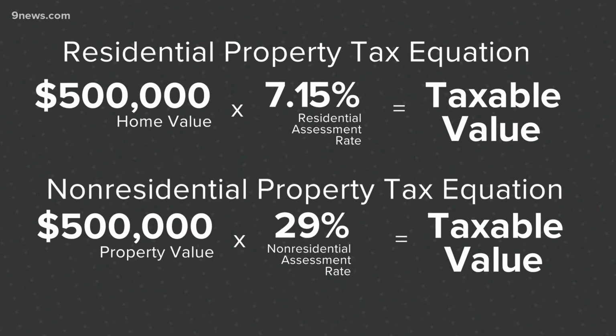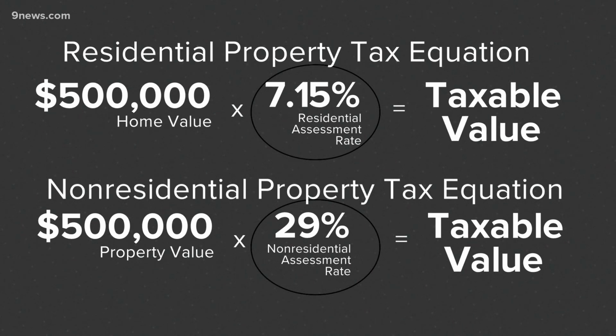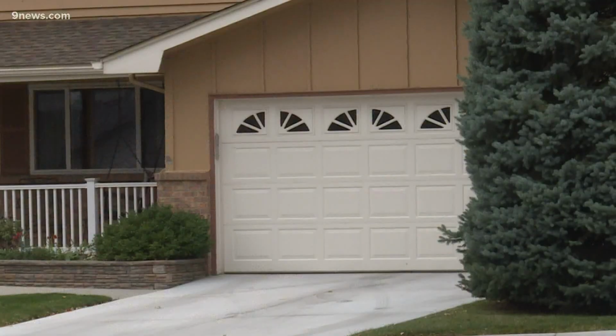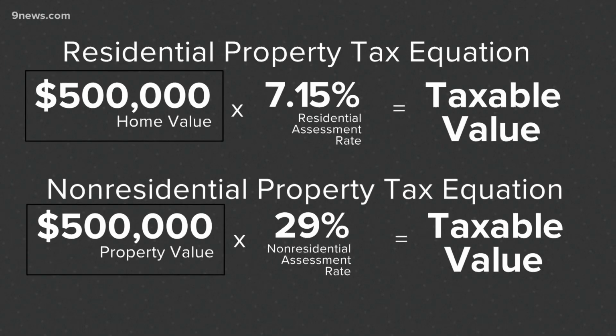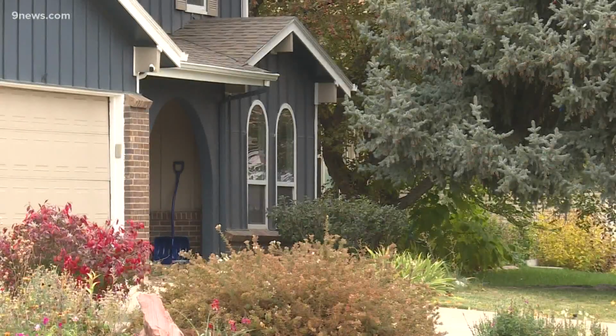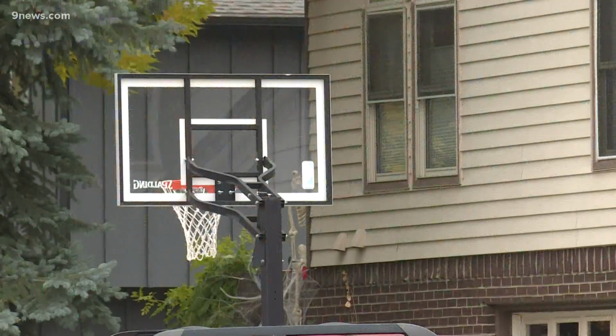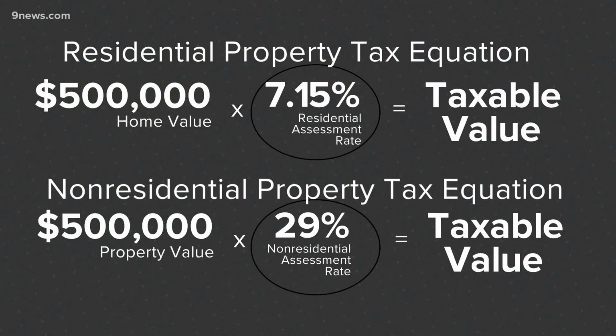Let's go back. Last year, voters passed an amendment that froze the assessment rates, 7.15% for homes, 29% for non-residential property. So why did some of you get higher property tax bills this year? Because this part of the equation, the value of your property, went up. Every other year, the county assessor revalues property. So once again, you're being asked to lower this part of the equation.